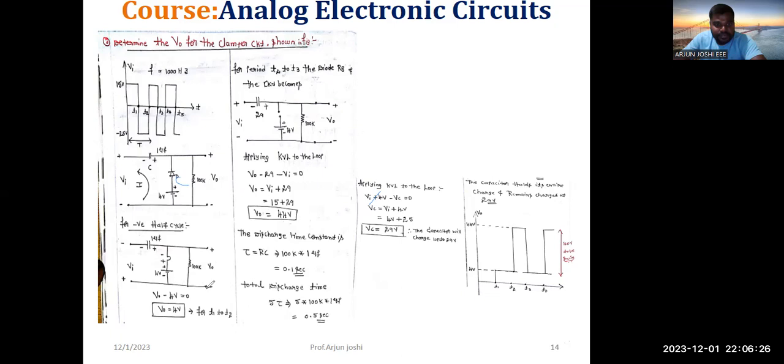Then apply the KVL, minus to plus, plus V naught, and then minus 4 volts, VR is equal to 0, so output is equal to 4 volts. From which cycle? The negative half cycle, that means T1 to T2. Listen carefully, T1 to T2.